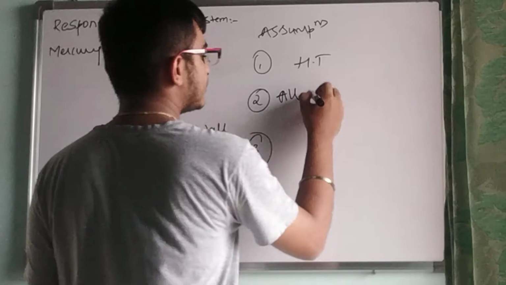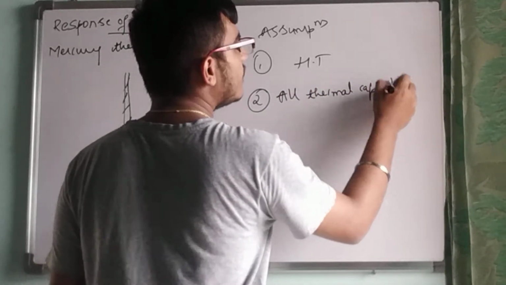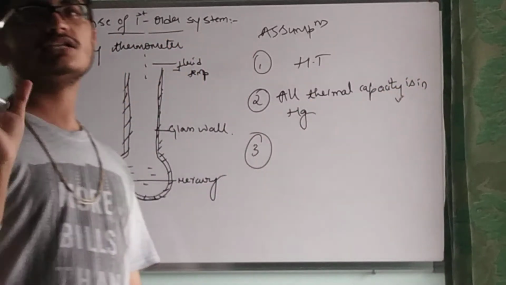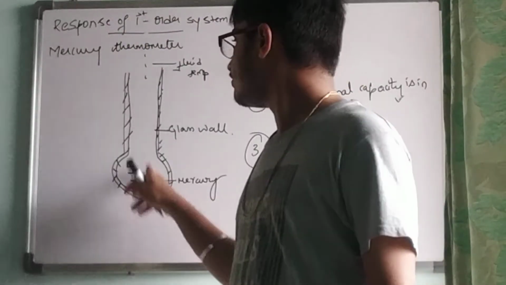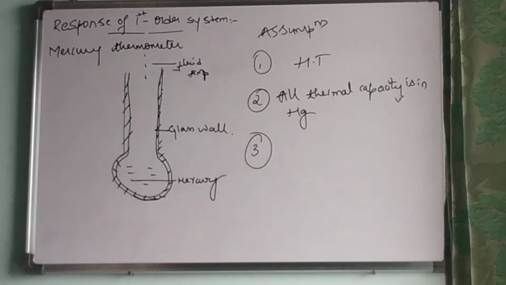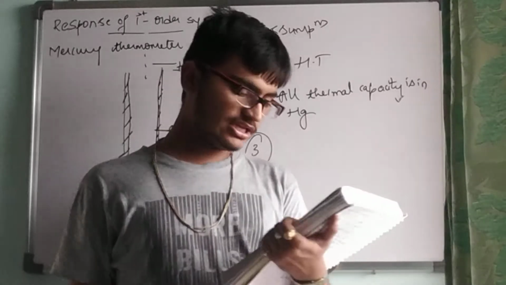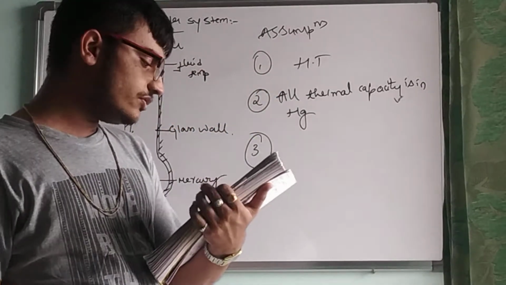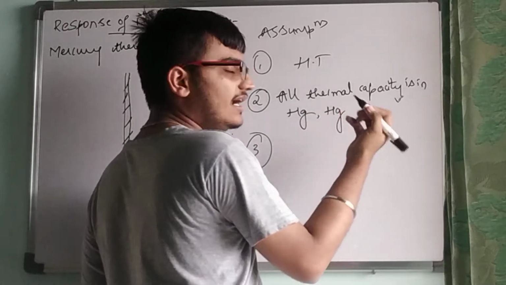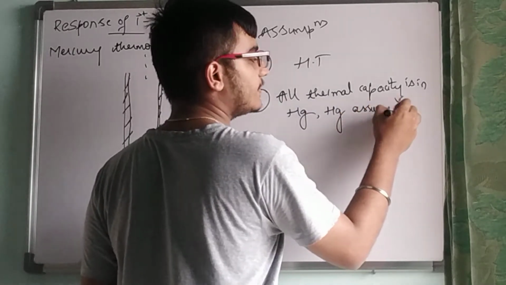Whatever thermal changes occur are only in the mercury, not in the fluid that is being tested. There will be no change in the fluid that has been tested. It is only the mercury that responds, that is, all the thermal capacity is in the mercury. At any instant, mercury assumes uniform temperature. At any time you take, the mercury will assume a uniform temperature.